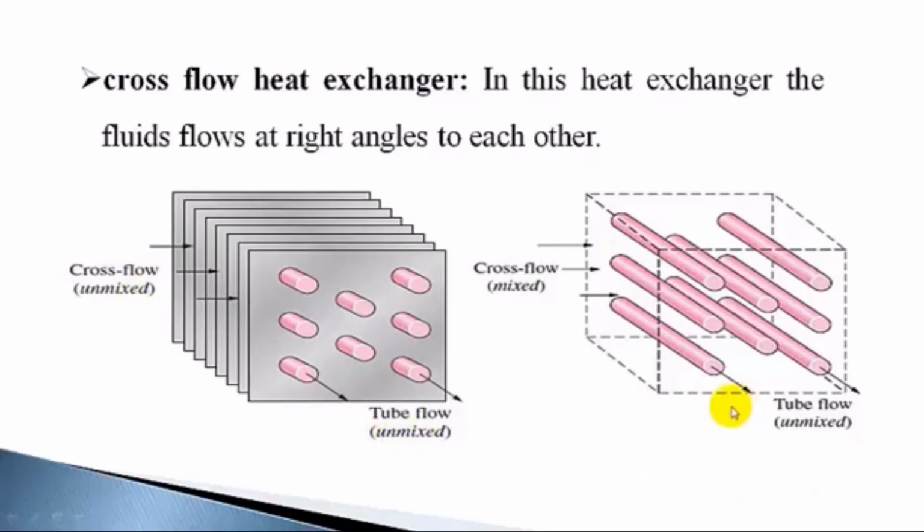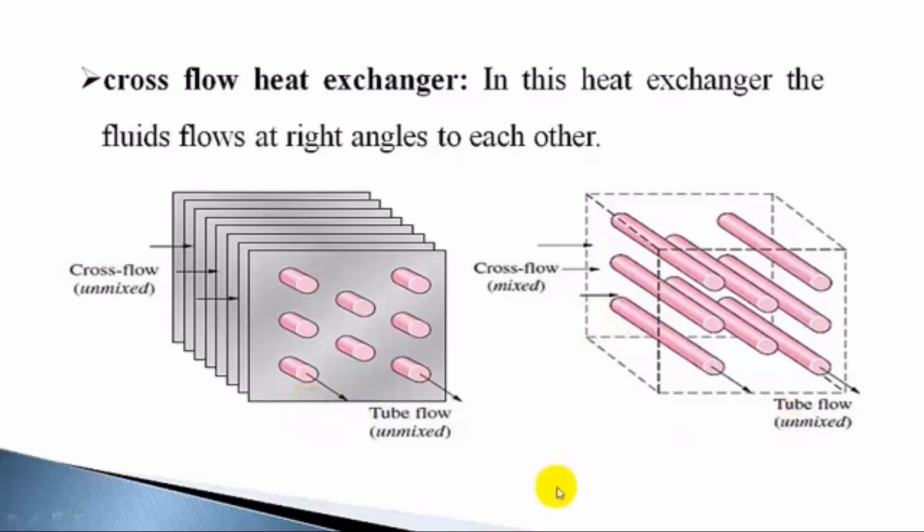But in this case, the fluid flowing in the pipe is unmixed. They are not mixing together. Whereas the fluid flowing between the gaps can flow and mix with the same fluid flowing in the other region. So while flowing, it is getting thoroughly mixed. So this is the difference between these two heat exchangers. In this case, one of the fluids is mixed, the other fluid is unmixed, but in this case, both the fluids are unmixed.